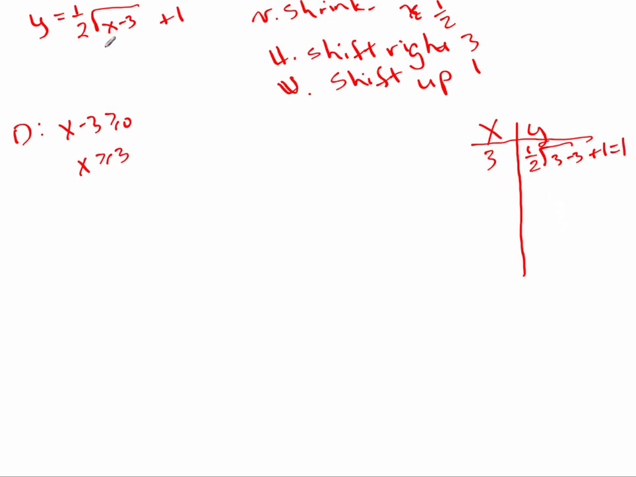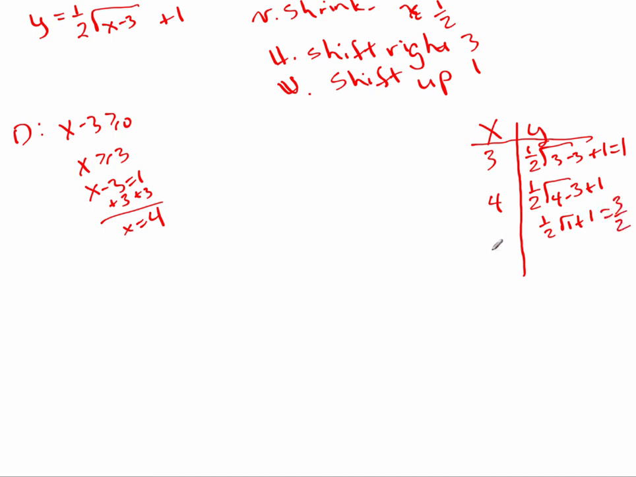Now you want to be careful picking your next point. For your next point, you want this to be something that you can take the square root of, like 1. So I have x minus 3 equal to 1. When I add 3 to both sides, I get x is equal to 4. So when x is 4, this is going to be 1/2 the square root of 4 minus 3, plus 1. So it's 1/2 times the square root of 1 plus 1. So that's just 1/2 plus 1. So this is 3/2. So there's my second point. This is a little bit messier than the ones we've been doing.